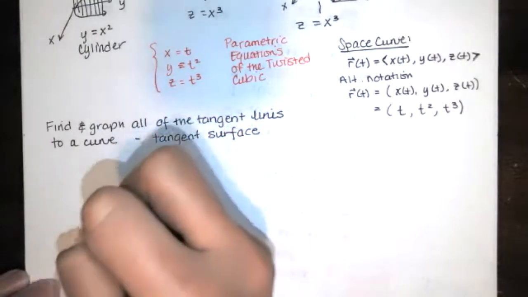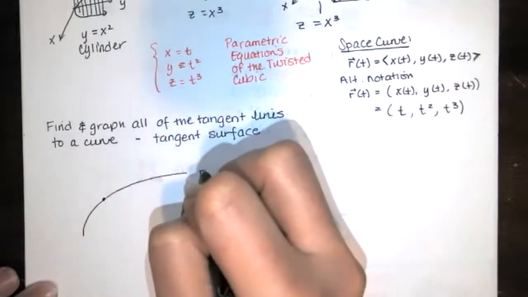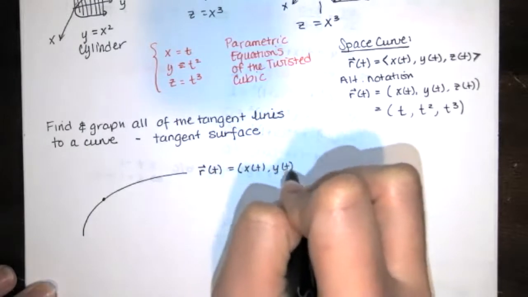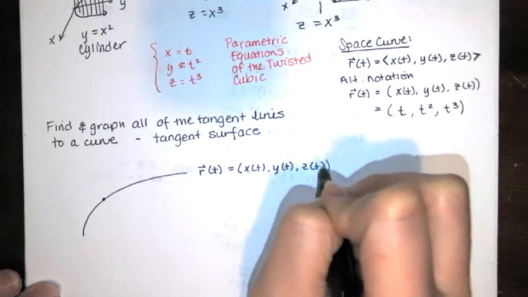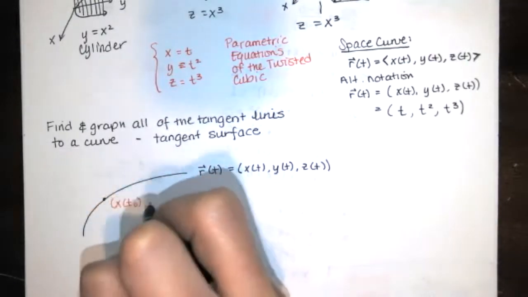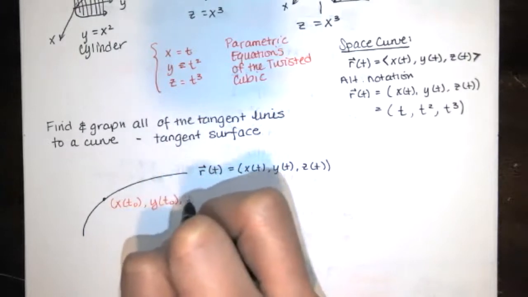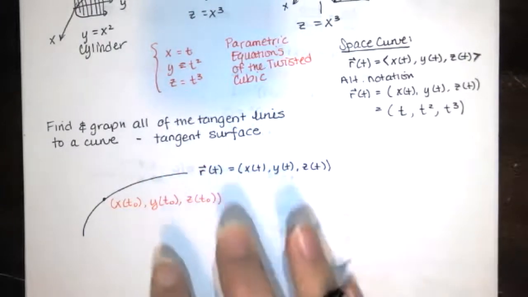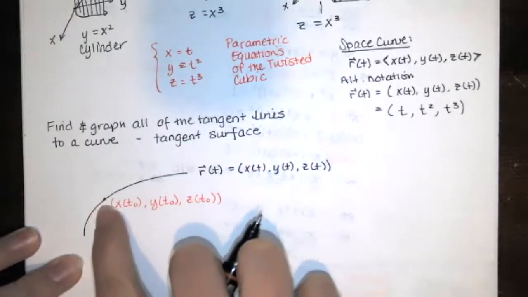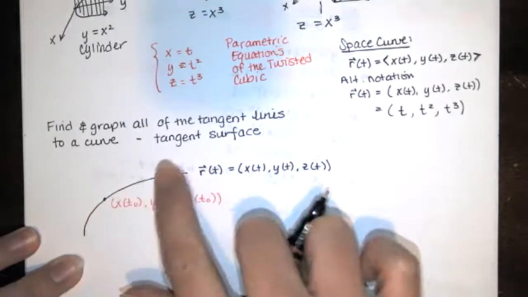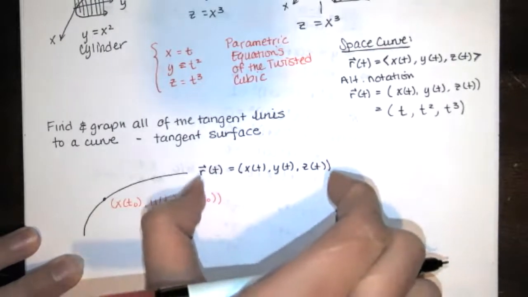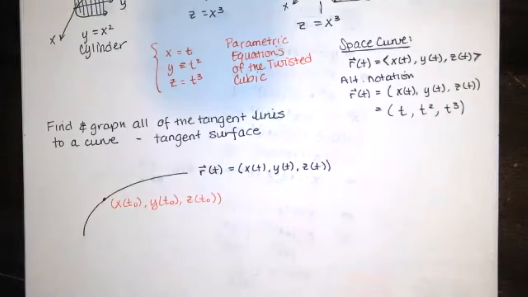So let's say you've got some curve and it looks like this, and it's given by r of t with components x of t, y of t, and z of t. At a particular value of t, you would be at a particular location. So this might be x of t naught, y of t naught, and z of t naught. Well, the direction vector of the tangent line is given by just the derivative of this thing. We know that the tangent vector to r of t is just r prime of t.